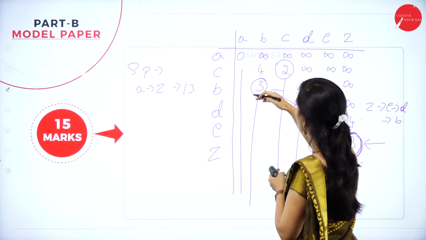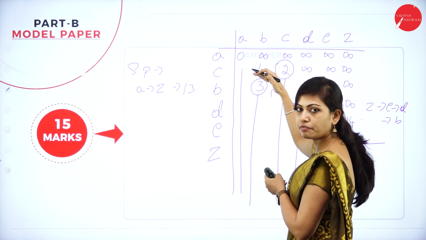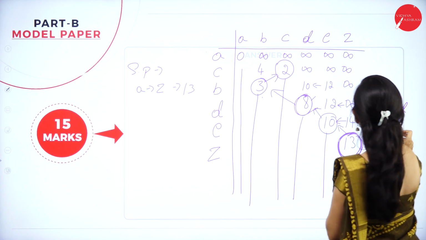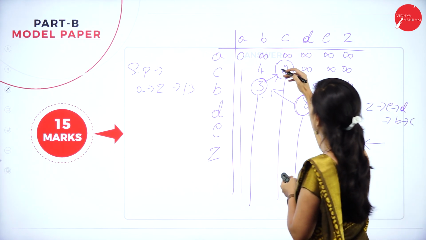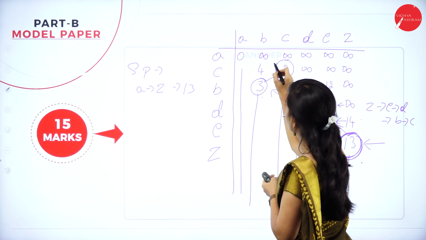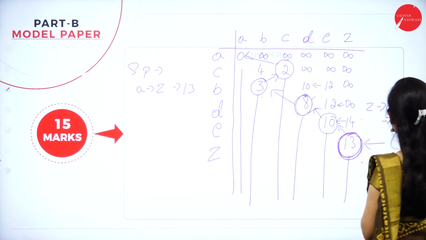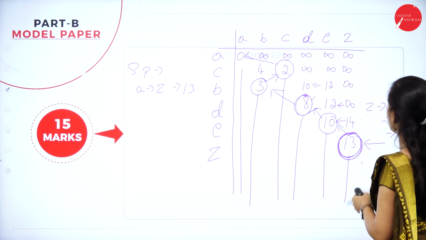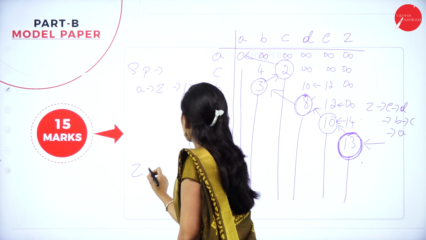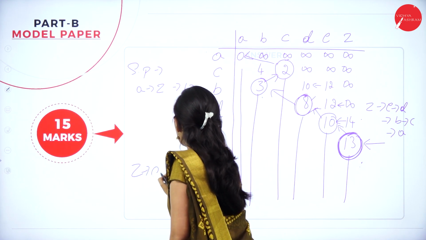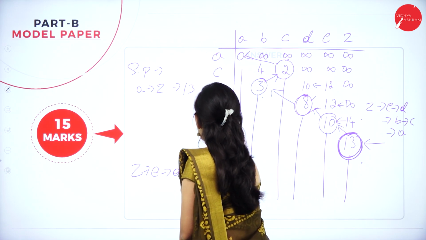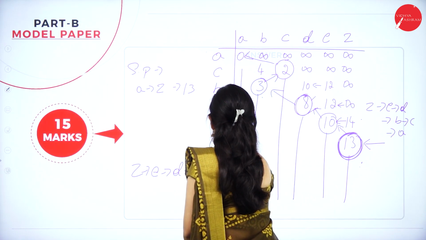And next is a different value. Here you have a different value. In these two values, the least value is 2. So it is B to C. And next is again a different value. Among these values, 0 is the least value. I'll take this as a path. So now I'll write the path value. Here it is Z, E, D, B, C and A.